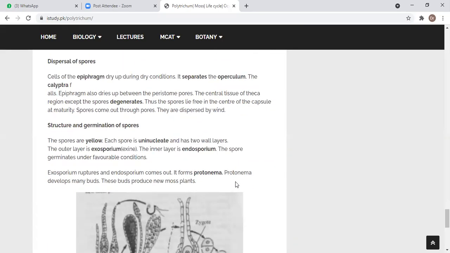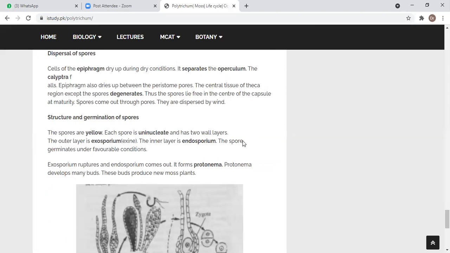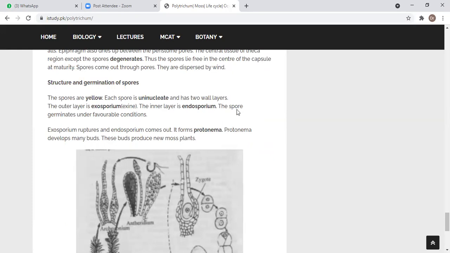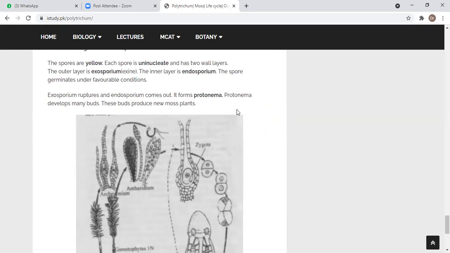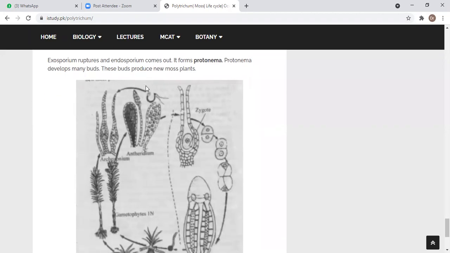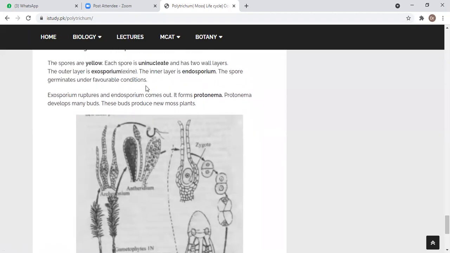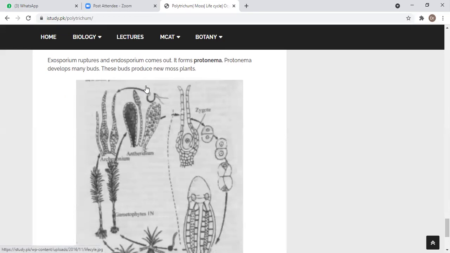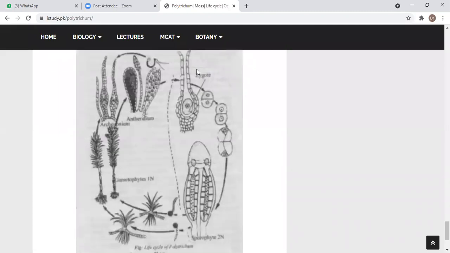a new gametophytic tissue. Now, the spores are yellow in color, uninucleate, haploid, and consist of an outer layer which is called the exine and the inner layer called the endospore. Now, when these spores fall on the substratum, they do not directly germinate and produce an adult thallus, but form a new young thallus, which we call the protonema. So protonema is the youngest gametophytic tissue through which it will germinate and develop into a new plant again.